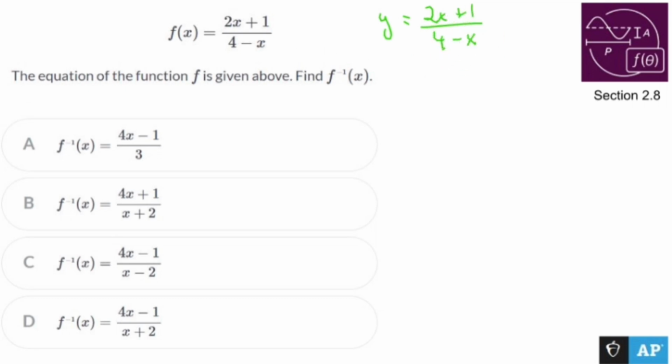Step number 1 is swap your x and your y values. Okay? Swap your x and your y values. So you're now at x equals (2y plus 1) over (4 minus y).